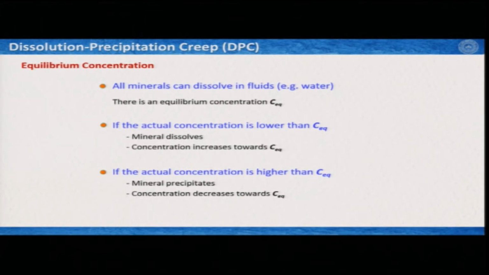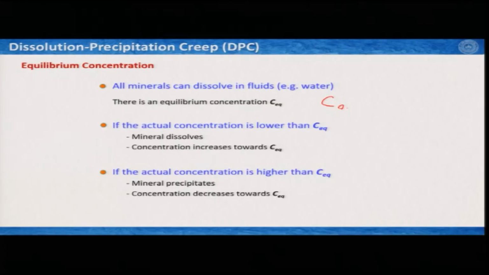Now, if we try to theorize this dissolution precipitation creep, it is important to understand that the solution or the fluid you have in your system must have a concentration less than the equilibrium concentration, so that the materials can dissolve within it, and if the concentration is high, then the material would not dissolve into it further, rather it would precipitate. So, there must be some sort of an equilibrium concentration.